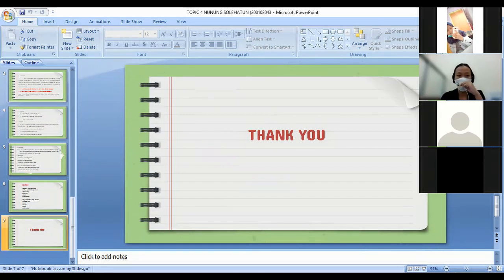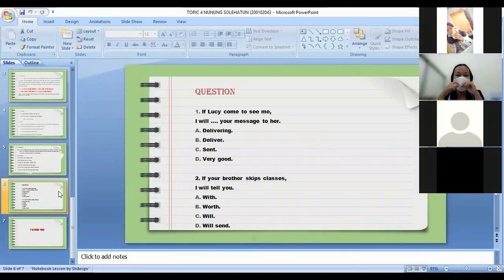Waalaikumsalam warahmatullahi wabarakatuh. The previous slide, questions please. Okay. Number 1, the answer is I will deliver, B. Number 2, there is no answer. Nggak ada jawabannya itu. Di situ kalimatnya sudah lengkap. Jadi nggak perlu jawaban, mungkin titik-titiknya I titik-titik tell you. Nah, itu baru jawabannya will. I will tell you. Oke, gitu ya Nunu? Yes, Miss. Okay, very good. Thank you. Next presenter, please.